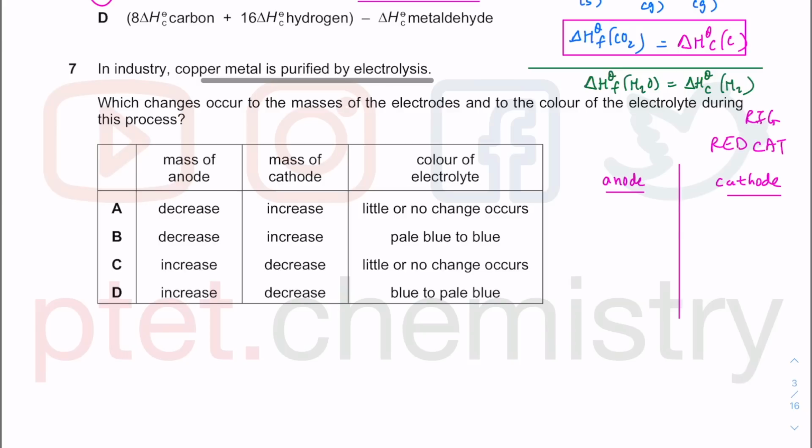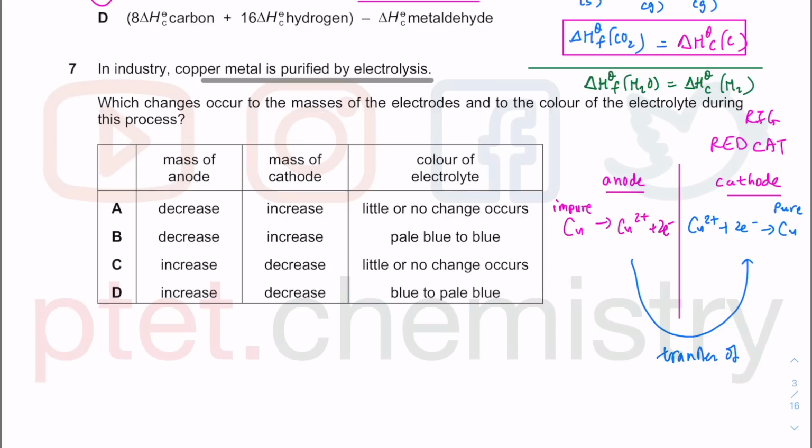So what happens is the impure copper anode will dissolve into the solution, and you get Cu2+ plus 2 electrons. The Cu2+ that has already dissolved will go to the cathode, gain electrons and get reduced to give you pure copper at the cathode. So essentially you get a transfer of copper from the anode to the cathode, such that the mass of the cathode will increase and the mass of the anode will decrease.